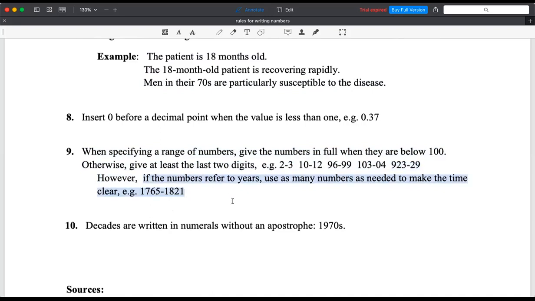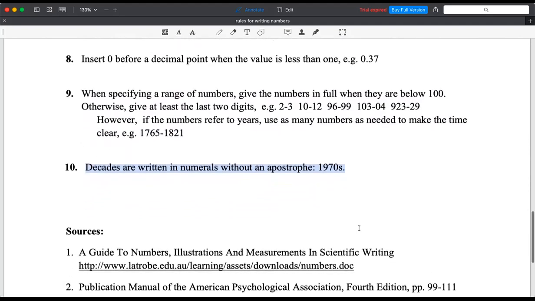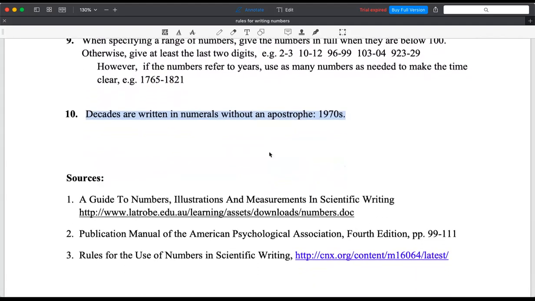If the numbers refer to years, we need to use as many digits as needed to make the time clear. For example, 1765 to 1821, clearly indicating the numbers from and to. Decades specifically are written in numerals without the apostrophe. I don't need to use the apostrophe when I'm addressing decades. For example, 1970s.